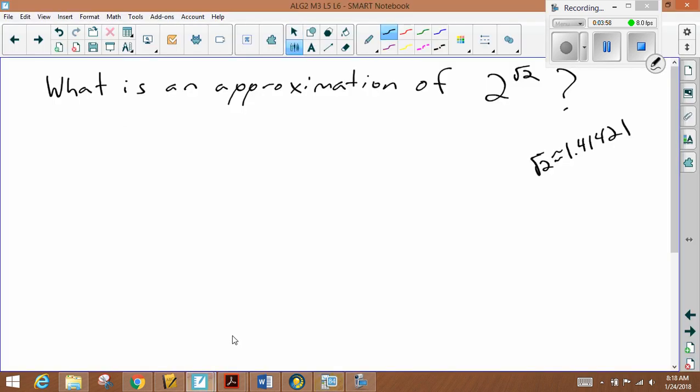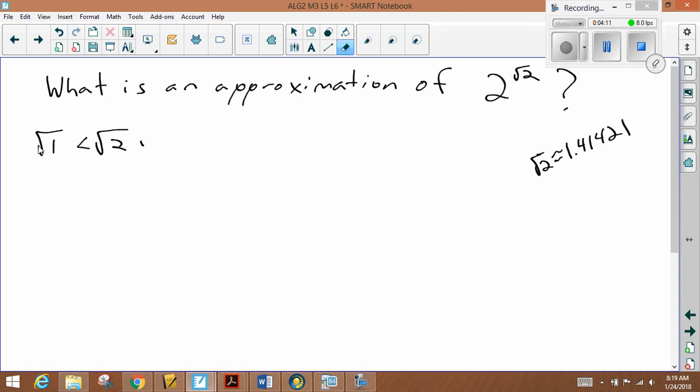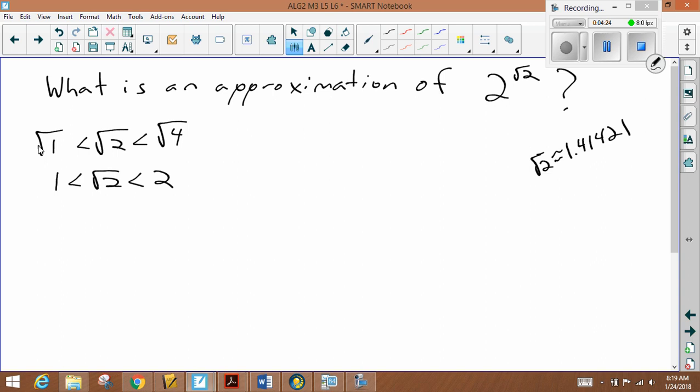So we have this approximation. The idea with this method is that I'm going to use what I told you before. This same kind of method, that we can approximate the square root of 2 by saying it's between 2 square roots that I know. I know that this is 1, and I know that that's 2. So just like I said earlier, the square root of 2 is somewhere between 1 and 2. We're going to use the same concept to approximate or estimate 2 to the square root of 2.